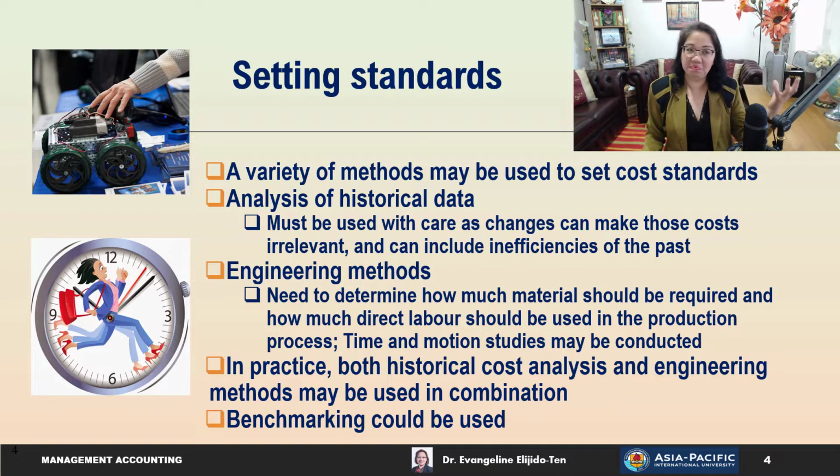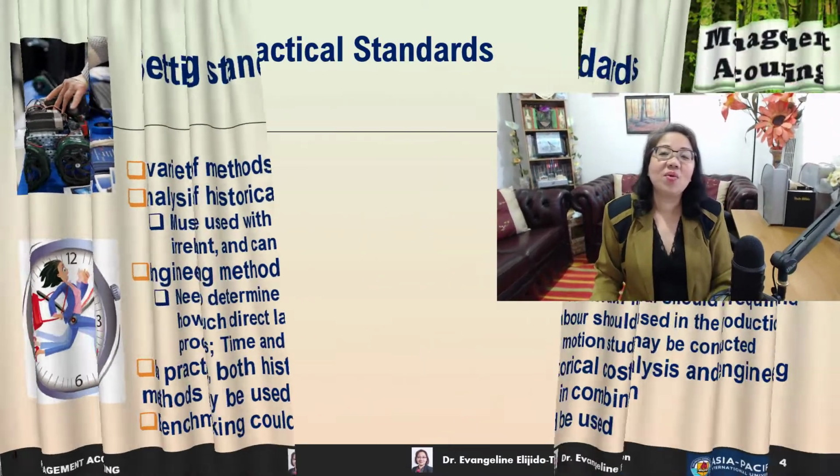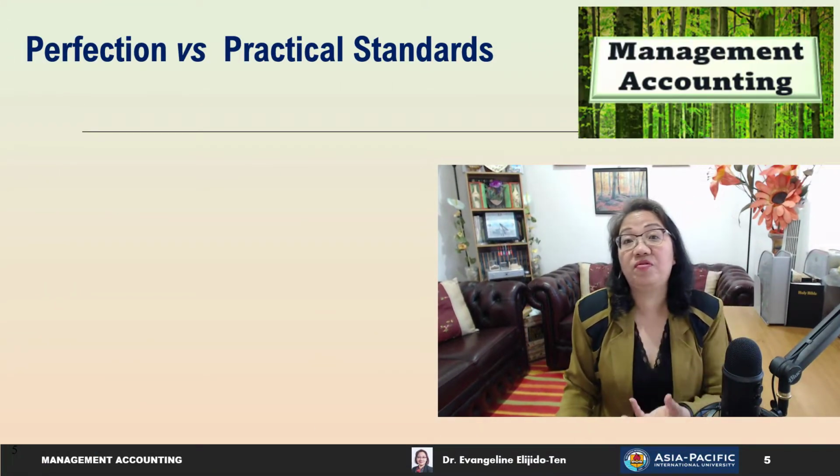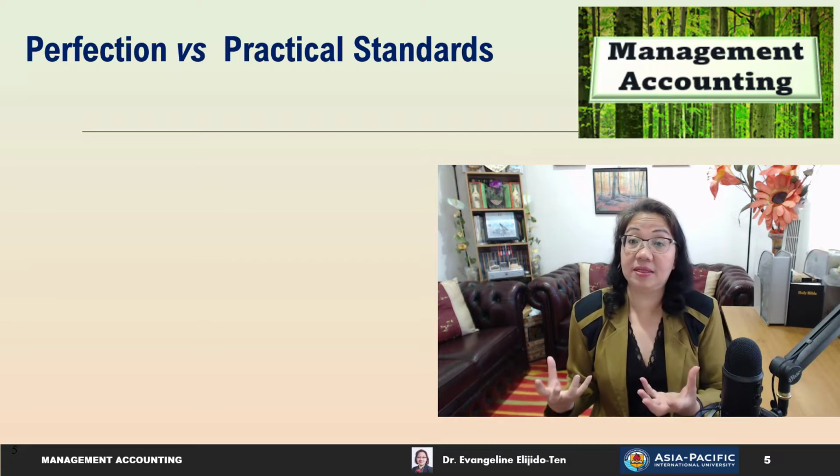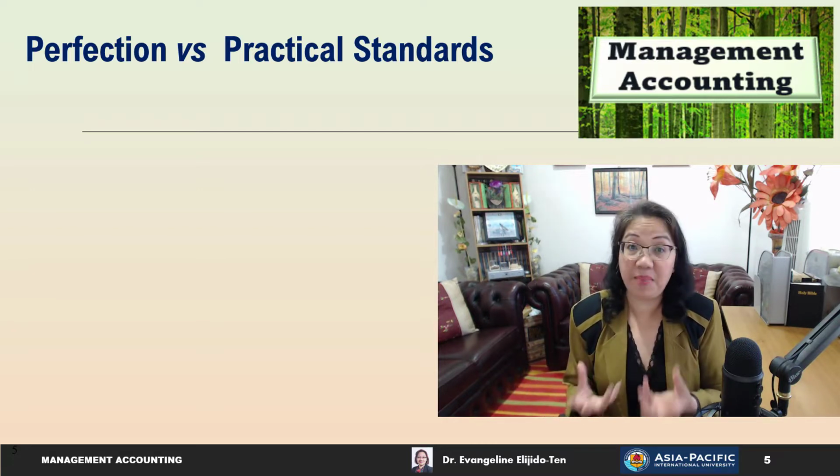So for example, the industry standards might be used as the benchmark for the company to set the standard cost for materials, the standard labor hours, and the standard labor rate, how much we are paying our workers, which might be based on, for example, minimum wage rate and the like. So there is some benchmark that will be used to determine the standard costs that will be set. All right. Now, let me talk about perfection versus practical standards and what you think will be best used.